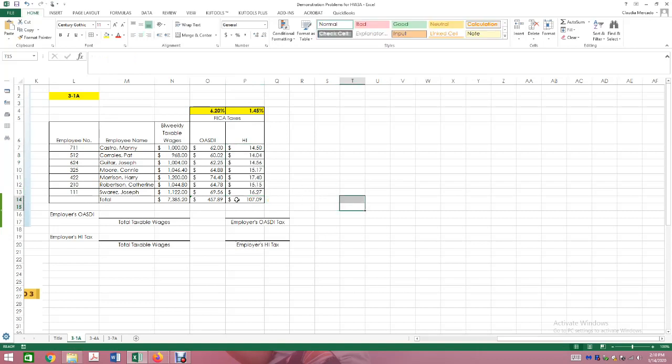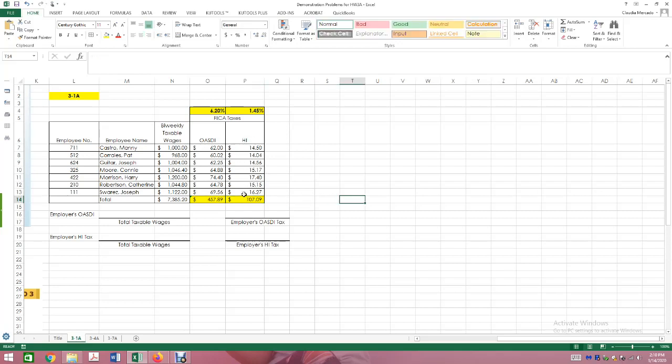So this is what I get. I get $457.89 for OASDI taxes and $107.09 for my HI taxes, and these are the taxes that are going to be deducted from each of my employees' paychecks for OASDI and for HI.